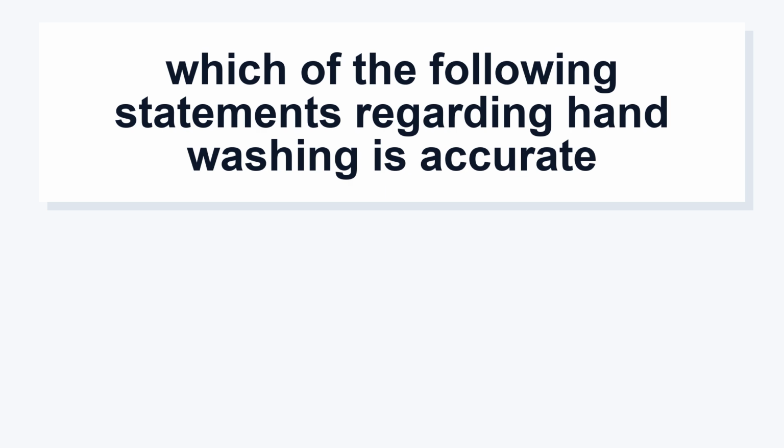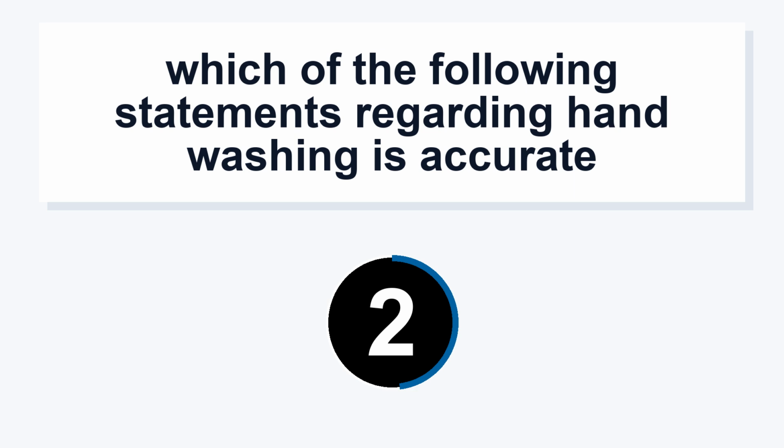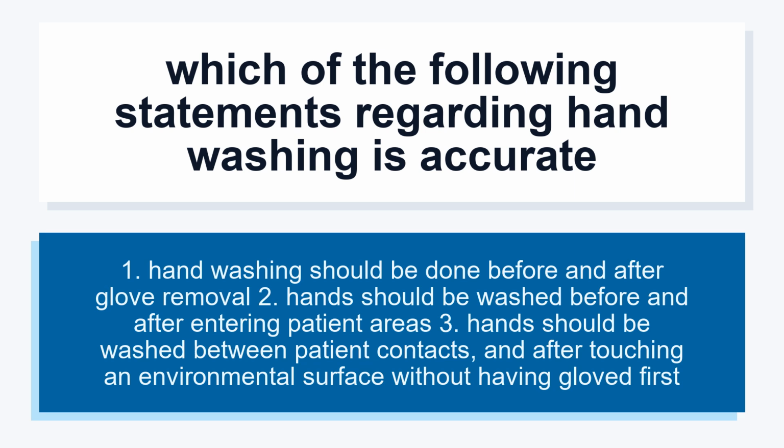Which of the following statements regarding hand washing is accurate? 1. Hand washing should be done before and after glove removal. 2. Hands should be washed before and after entering patient areas. 3. Hands should be washed between patient contacts, and after touching an environmental surface without having gloved first.